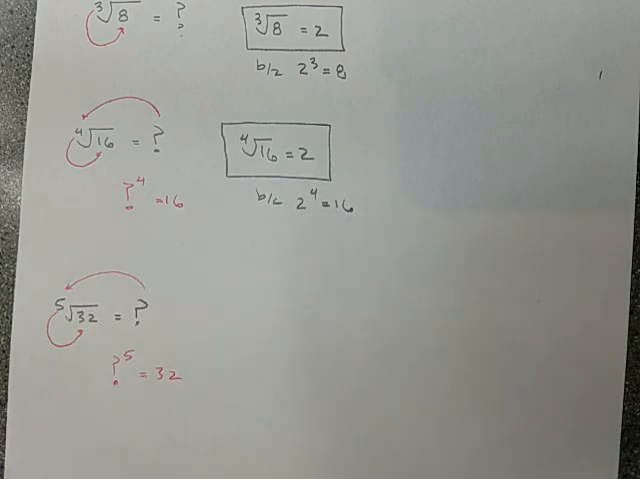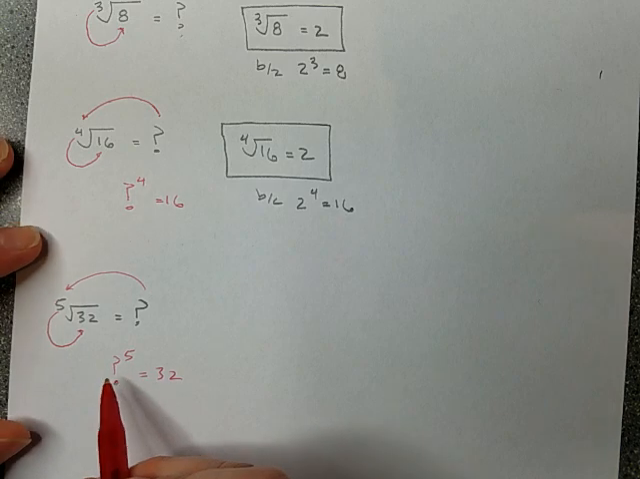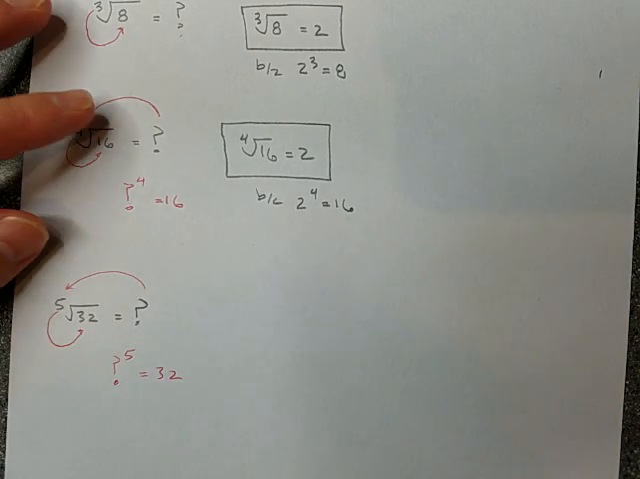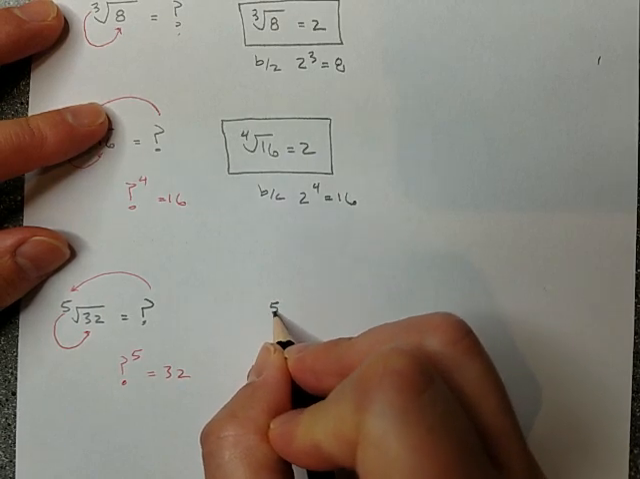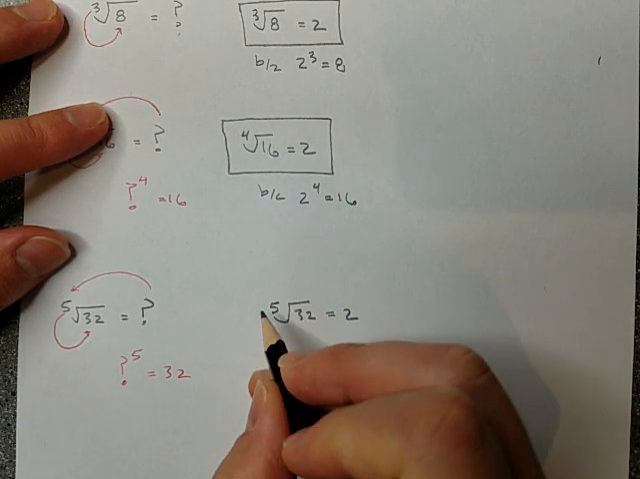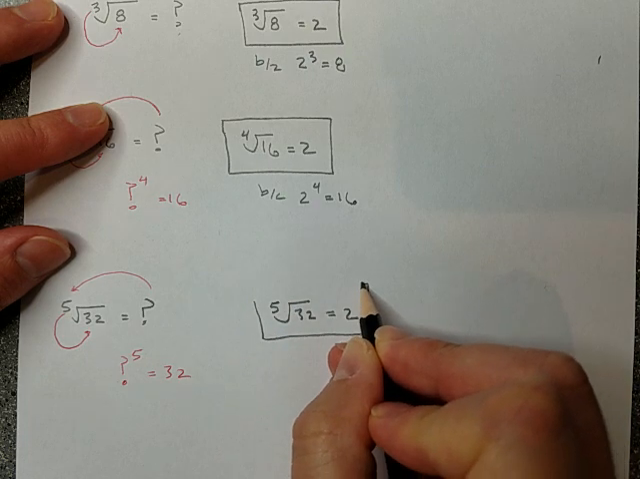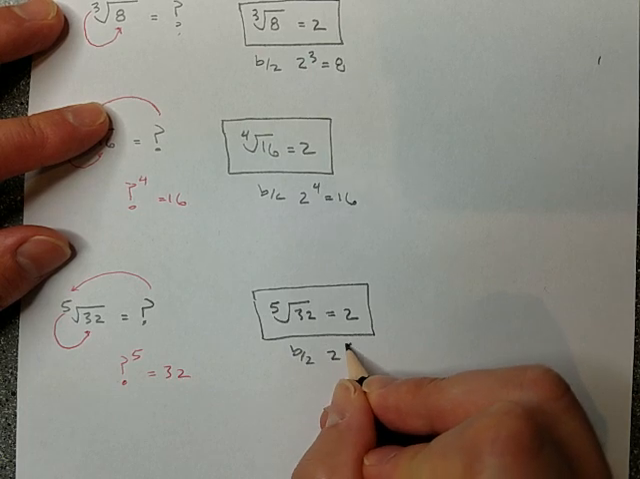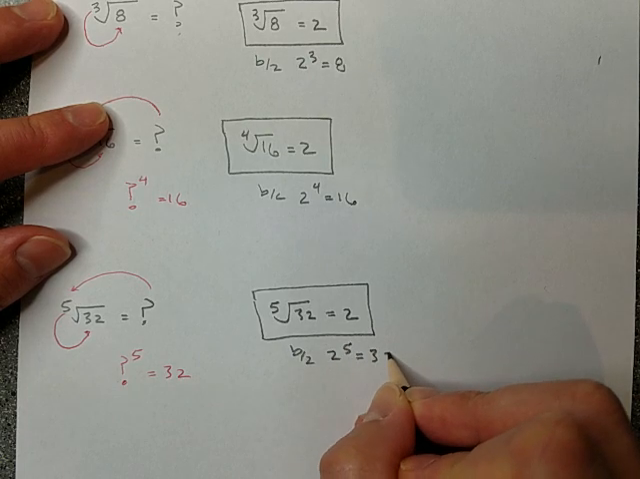Is it 1? Is it 2? Is it 3? Is it 4? And so on and so forth. All right? So this one again is 2. 2 to the 5th power is 32. All right? So true statement. The 5th root of 32 is equal to 2, because 2 to the 5th power is 32.